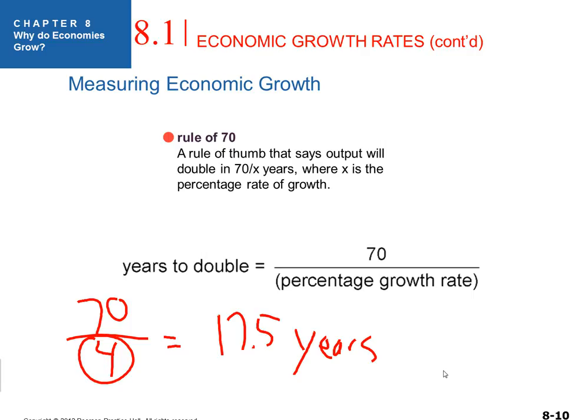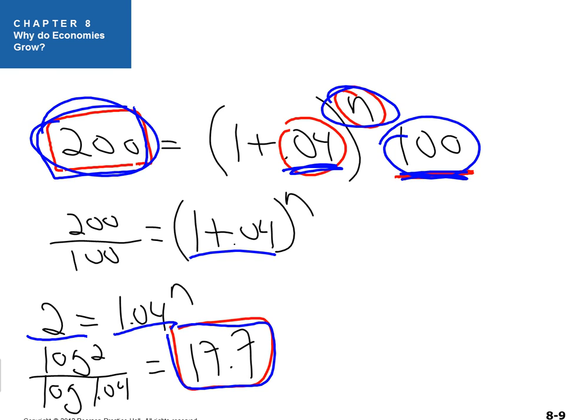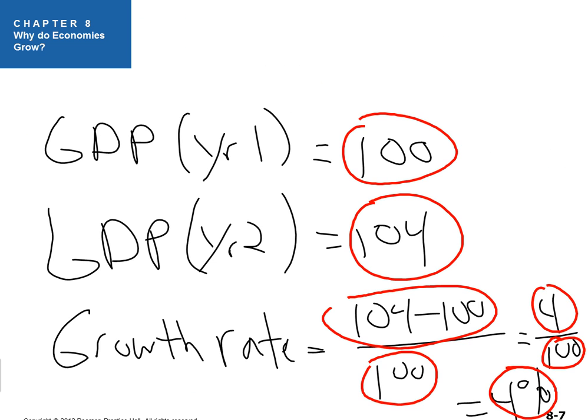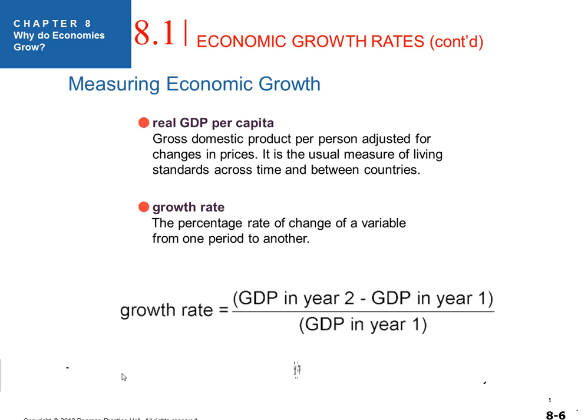So anyway, now I've shown you the rule of 70. I showed you how to calculate growth rates and also how to predict GDP after n years.